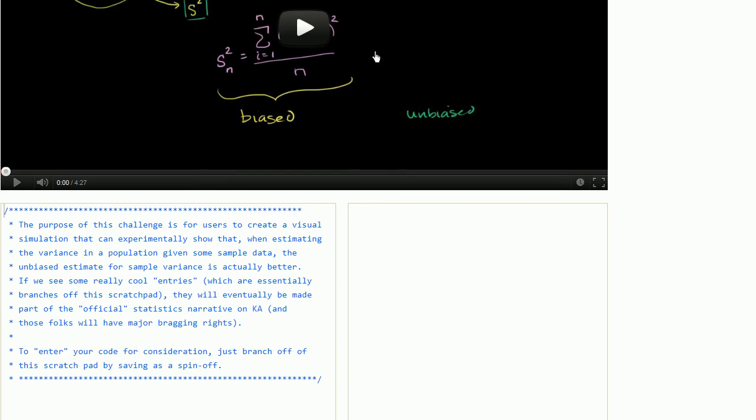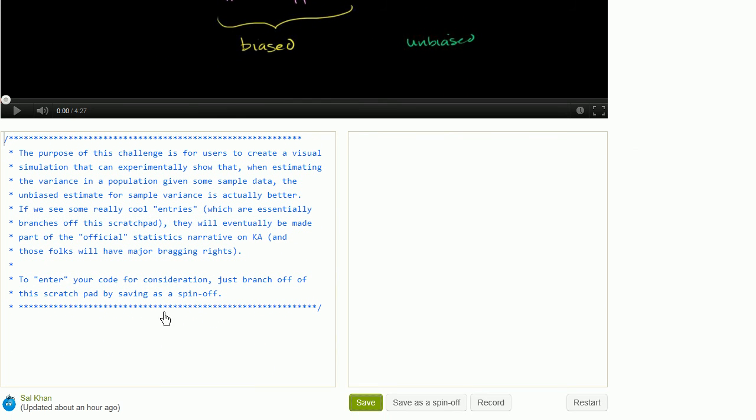And so the goal of this challenge, and I just wrote the description right over here, you've got to write the code, is to create some type of a simulation or some type of visualization, randomly generating some type of a population, and then taking multiple samples of it, trying to estimate the true population variance by taking the sample variance, and showing that when you divide by n minus 1, it is an unbiased estimator, especially relative to dividing by n or maybe n minus 2 or anything else.